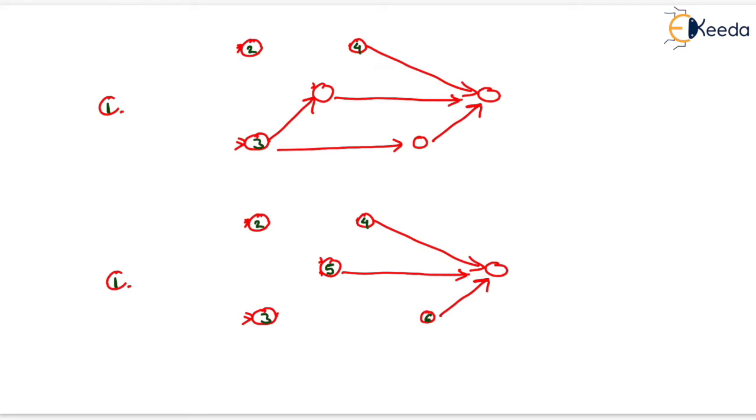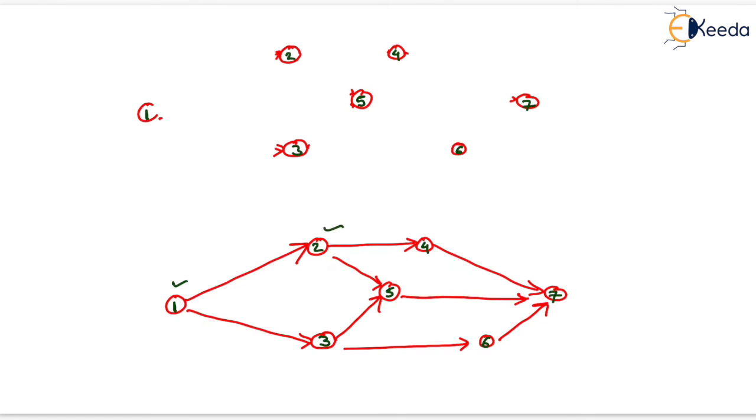Now we will remove the activity from the 4th, 5th and 6th events and the final diagram will be like this. Now we will number this event as 7. So in this way we can number all the events by using Fulkerson's rule. Now the total numbering of the events will be like this, that is event 1, 2, 3, 4, 5, 6 and 7.